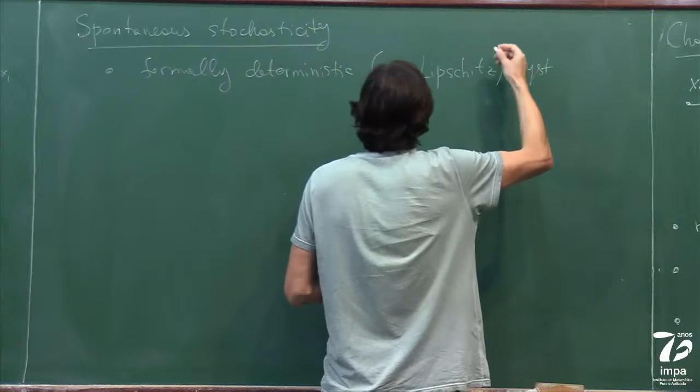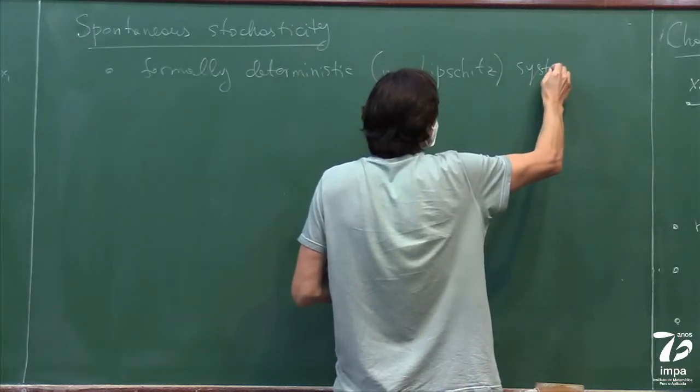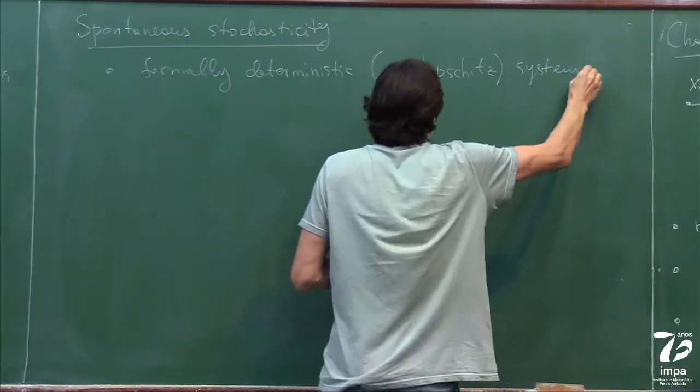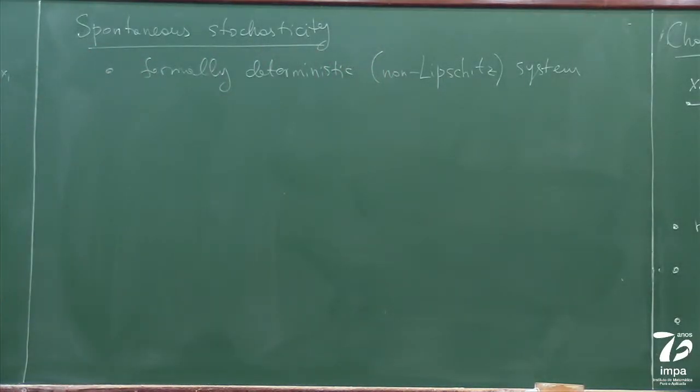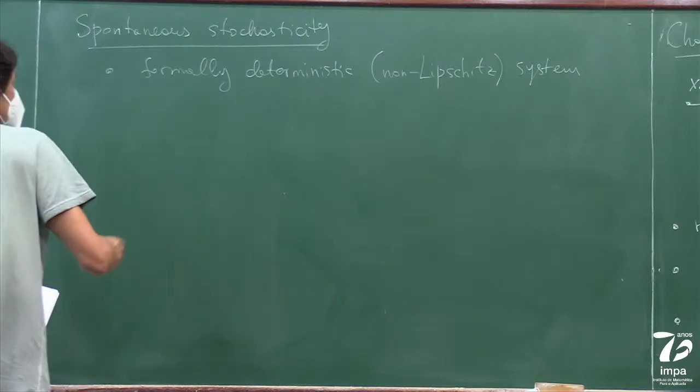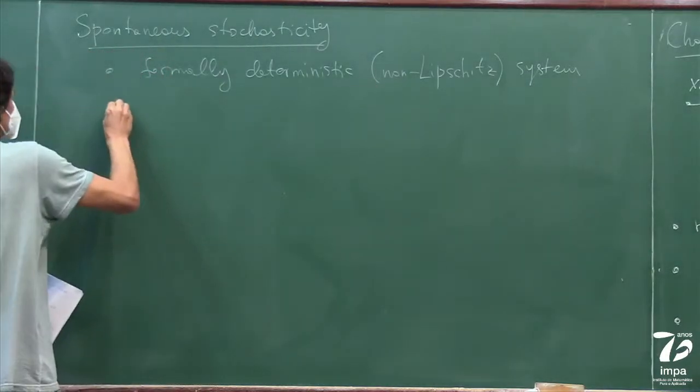Because if it's Lipschitz, it cannot be stochastic. So the system is formally deterministic. The equations are deterministic, the initial condition is deterministic. Then non-Lipschitz means that it has non-unique solutions.